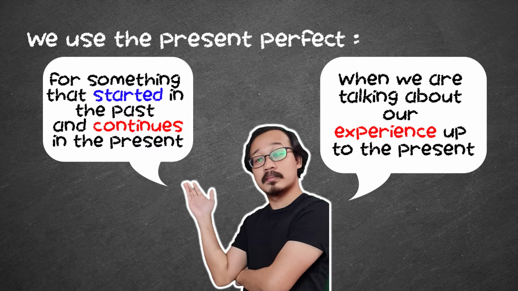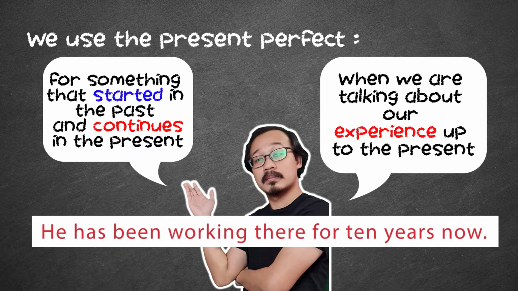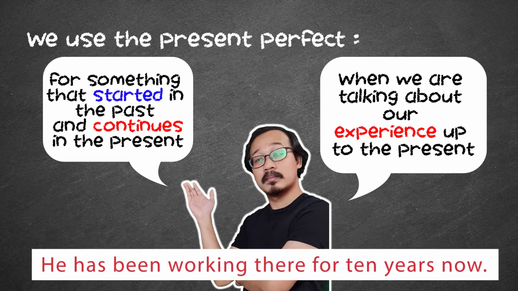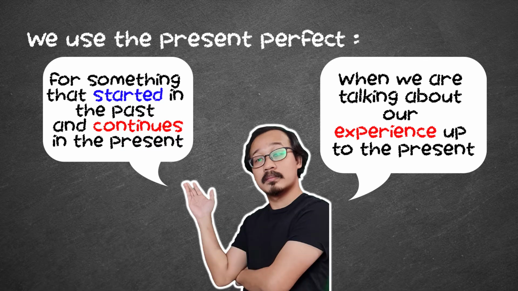So, when do we use this form of verb tense? And what are the conditions that allow us to use it? So, there are two conditions in which we can use this present perfect tense. The first one is if we want to talk about an event that started in the past and it continues into the present. For example, the sentence, he has been working there for 10 years now. Okay, from the sentence, we know that the person started working there 10 years ago and still does. It continues up into the present.